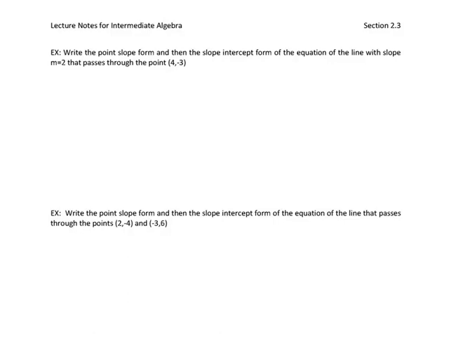In this example, we have the same question again. We are asked to find the point-slope form and then the slope-intercept form of the equation of a line with slope m equals 2 that passes through the point 4 comma negative 3. So same process again. I'm just doing one more example. Start with the point-slope formula because that's the information that you're given. It's a point and the slope.